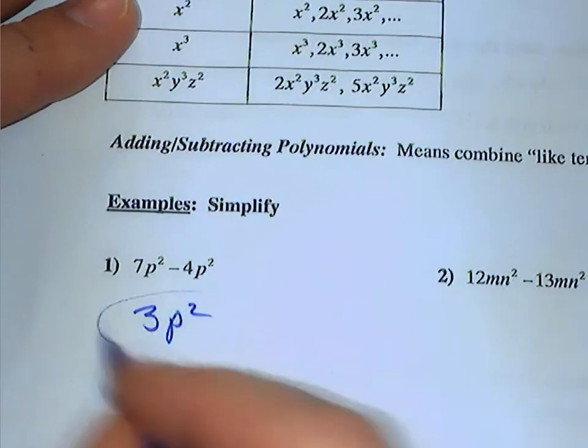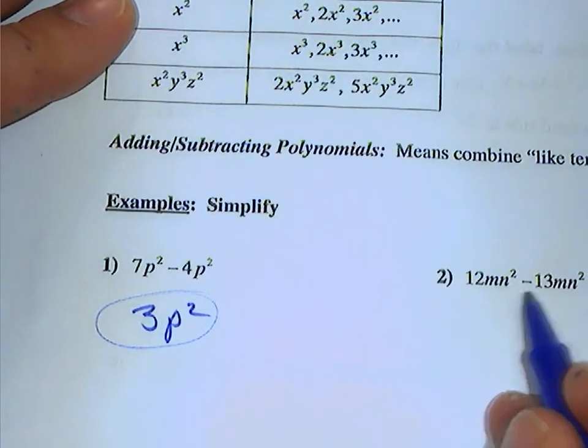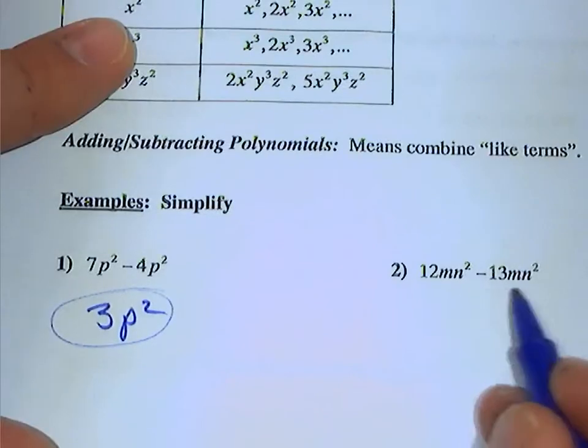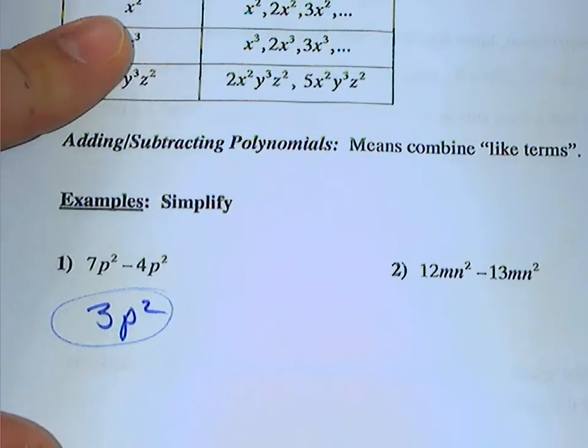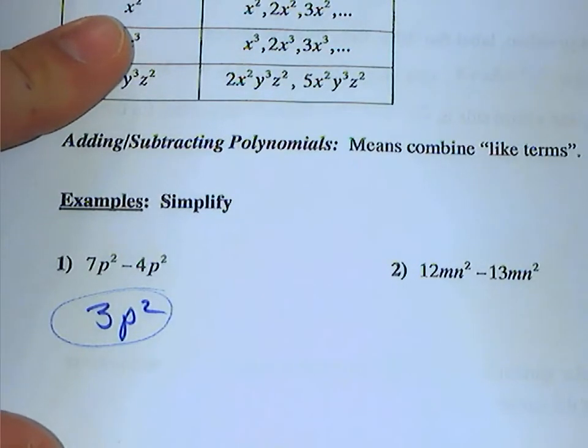Those are called coefficients. I've got 12mn squared minus 13mn. They both have an m and an n squared, so I just take the numbers in front and add and subtract. What is 12 minus 13?